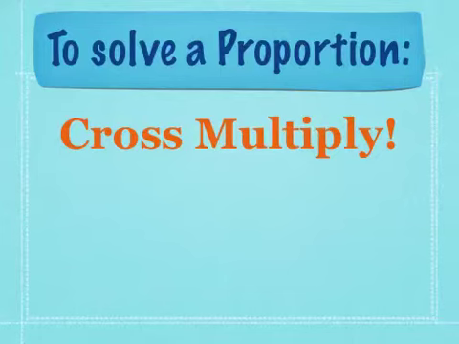What cross multiplying means, if I had the proportion A over B equals C over D. First of all, notice this is a proportion because I have the ratio A over B, or A to B, set equal to the other ratio C over D. So that is the form that a proportion is going to look like.